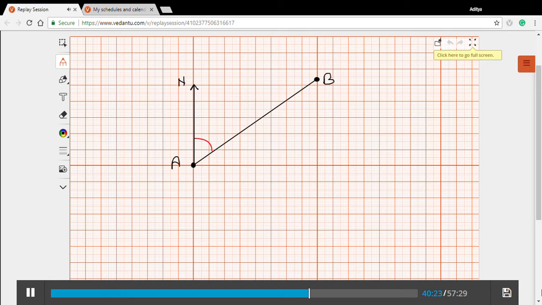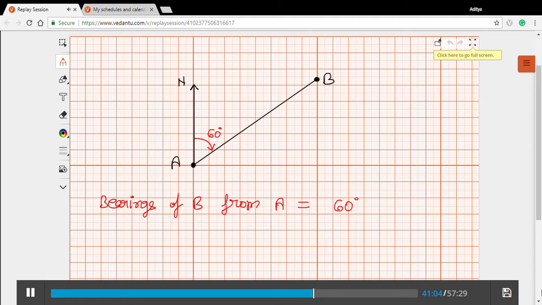So if I'm asked to get the bearing of B from A, let me write bearing of B from A. If I write 60°, am I correct? It's B from A, right? A is the reference point. Whichever letter is after the preposition from, that has to be the reference. So we have the reference point and we have drawn it.